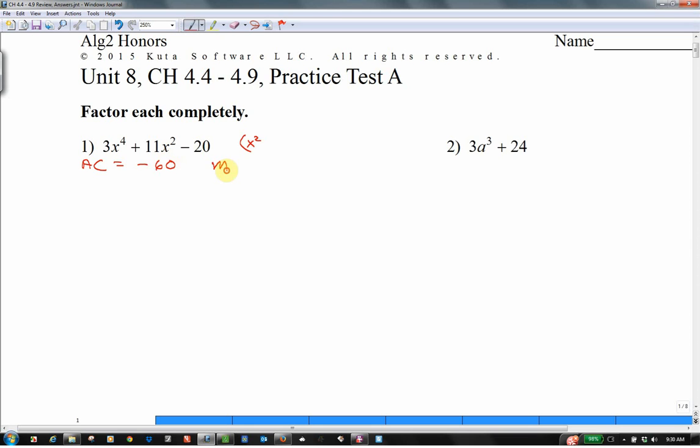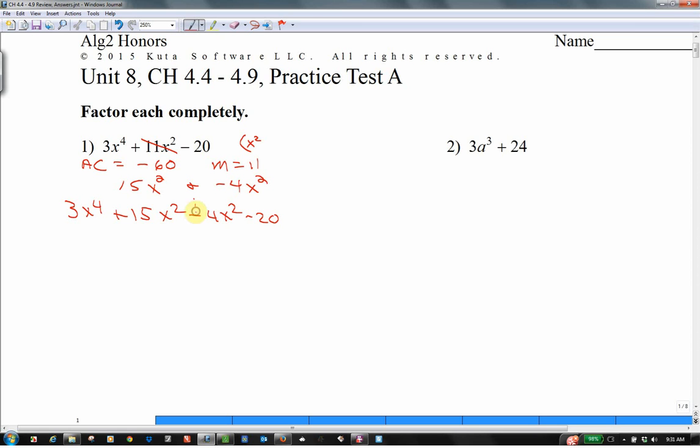The middle term is equal to 11. So I'm looking for two numbers that multiply to negative 60 and add to 11. I believe that would be 15 and a negative 4. So 15 and a negative 4, but they will be x squared terms. So I'm going to pull out the 11x squared, and I'll replace them with these terms. So 3x to the fourth plus 15x squared minus 4x squared minus 20.